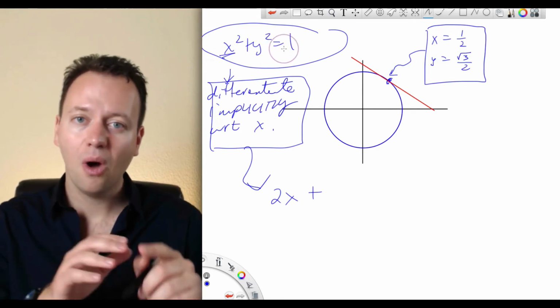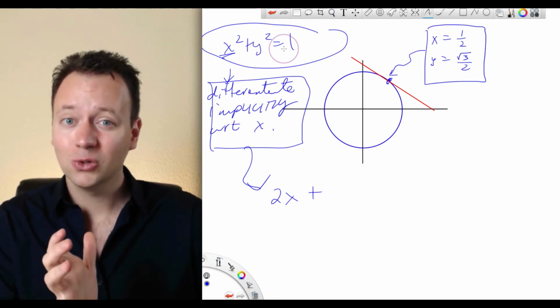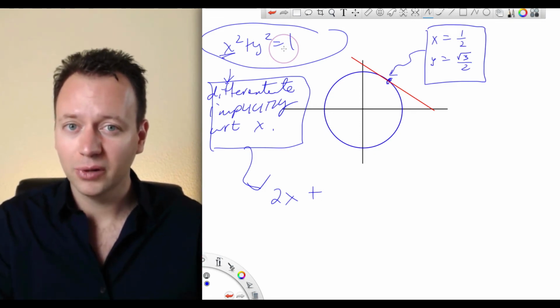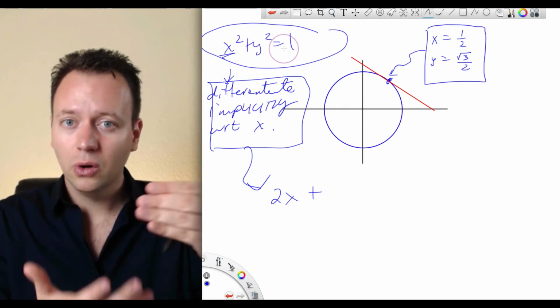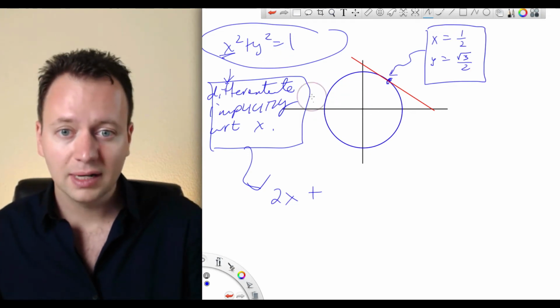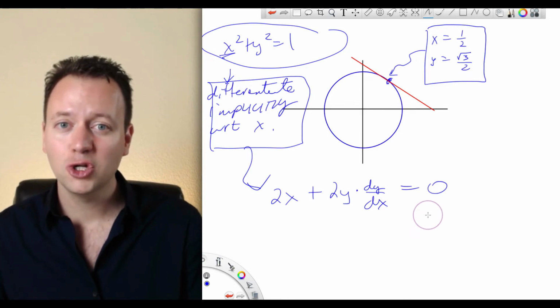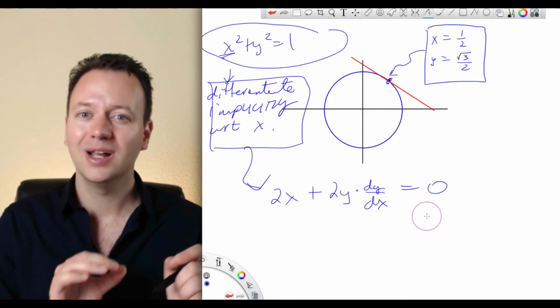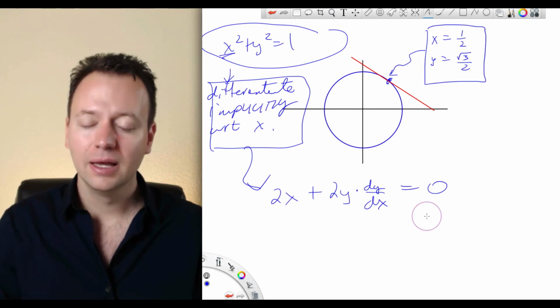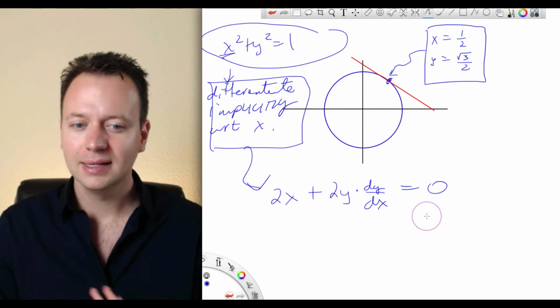So here we're going to view y as a secret function of x. So we secretly think of it as y of x squared. So now the chain rule comes into play. The 2 comes down, we get 2 y of x to the first power times the derivative of the inside. So instead of y squared, we get 2y times dy dx, and then the derivative of 1 is just equal to 0. So when we differentiate the equation x squared plus y squared equals 1 implicitly, we obtain the equation 2x plus 2y dy dx is equal to 0.